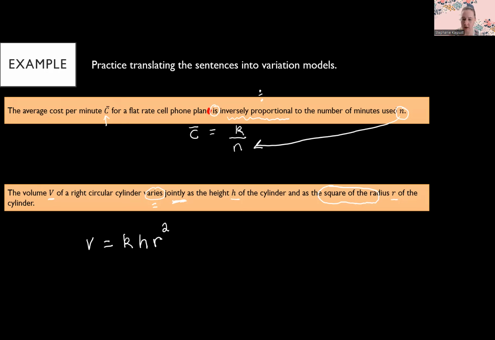So we've got V equals K, because we always have that constant in there. And that jointly meant multiply. So as the height H, we're multiplying by H, and then the square of the radius R. So that's multiplying by R squared. And then that gives you your model that, if you had some numbers, you can plug them in and find some answers. Are there questions on this one?